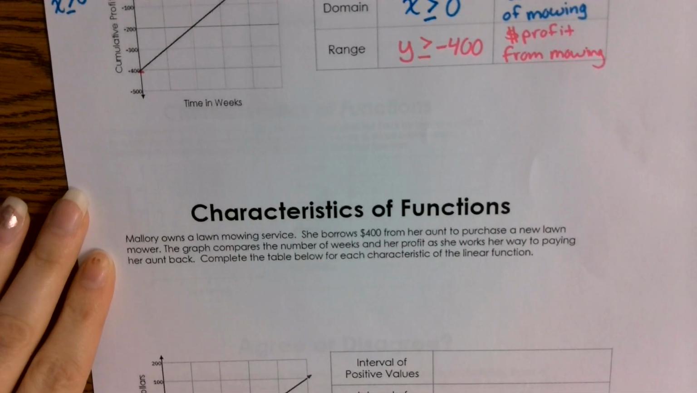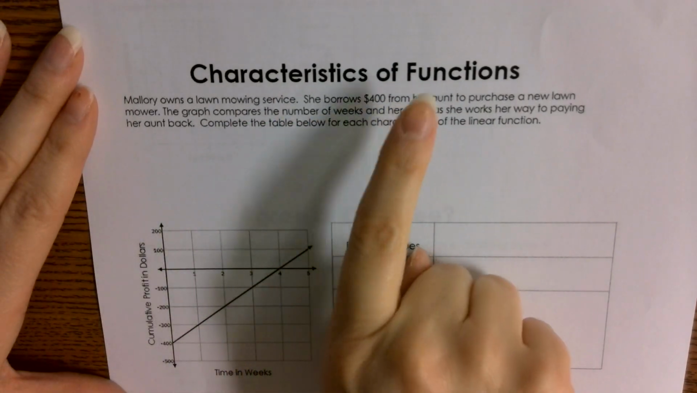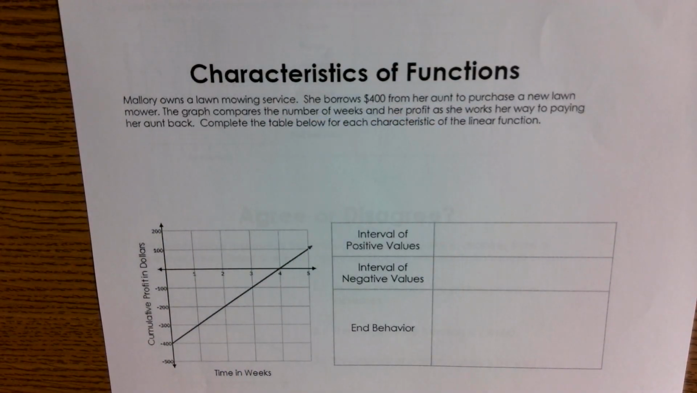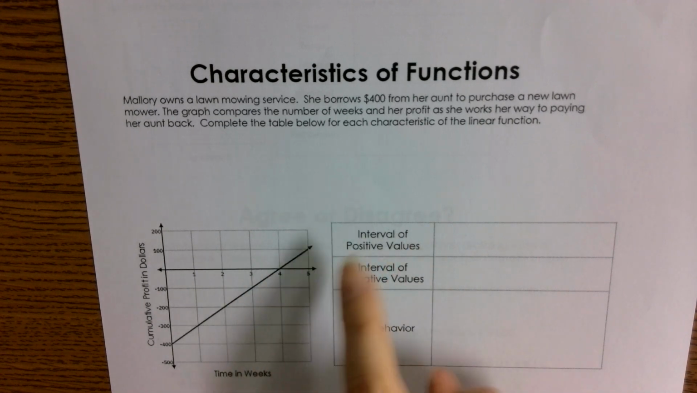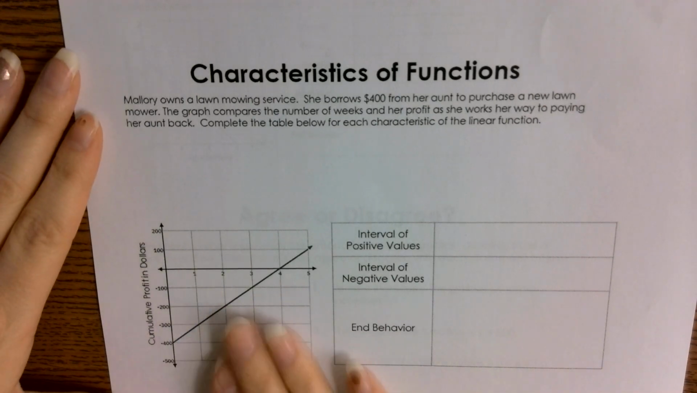So taking a look here, characteristics of functions. Again, we're going back to Mallory's lawn service. Okay, she borrows money from her aunt. This is the graph that we've got here at negative 400. It's the same exact graph. We're going to talk about the interval of positive values. At what point do we only focus on positive values? At what point is our interval focusing on negative values? And what is our end behavior? These are all things that describe the characteristics of our graph or of our context.